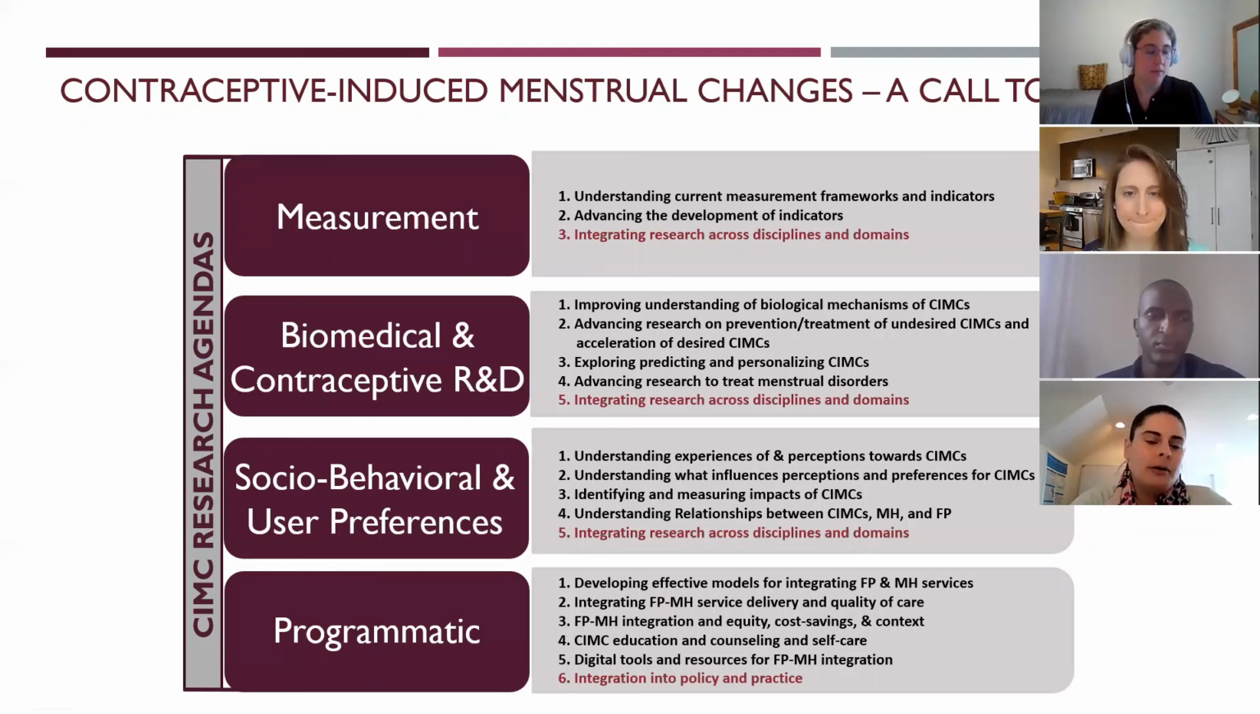For the biomedical and contraceptive R&D domain, things like understanding the biological mechanisms, prevention and treatment, prediction of menstrual changes, treatment and management of menstrual disorders. I'll discuss the social, behavioral, and user preferences domain next in detail, but for the program domain, things like developing models for effective family planning and menstrual health integration, education and counseling on menstrual changes, including through a self-care lens, digital tools, and more. Next.